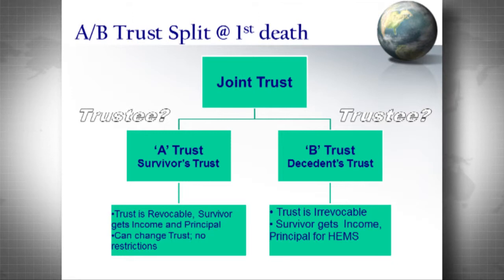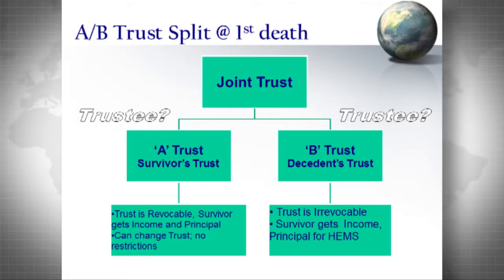The B trust, in contrast, becomes irrevocable. In other words, the terms that are in place at the time of the first death cannot be changed. So typically, the surviving spouse is the trustee of both the A and the B trust. As trustee of the B trust, she must receive income for life from the B trust. And the survivor can also invade the principal of the B trust as she needs it for her health, education, maintenance, and support.